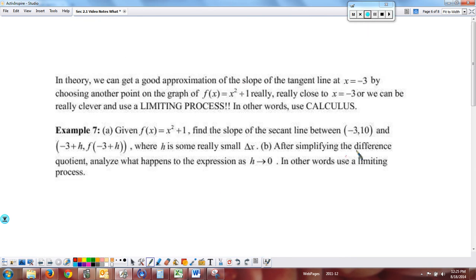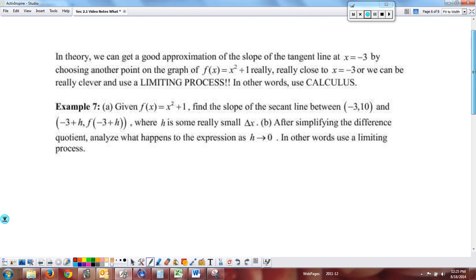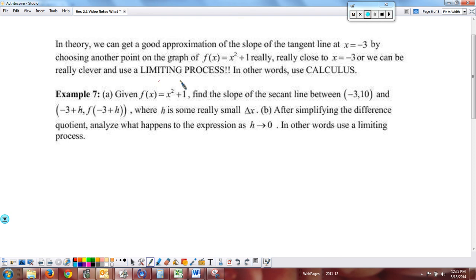Now, however, we're not going to be happy with just getting an estimate. We want to be more clever than that, use a limiting process, and do some algebra so we can actually calculate what's going on. So here's what we're going to do. We're going to use that difference quotient, change in y over change in x, to calculate the slope of a secant line, but we're going to use the point (-3, 10), which is our point of interest, where we're interested in finding the instantaneous rate of change, or the slope of the tangent line.